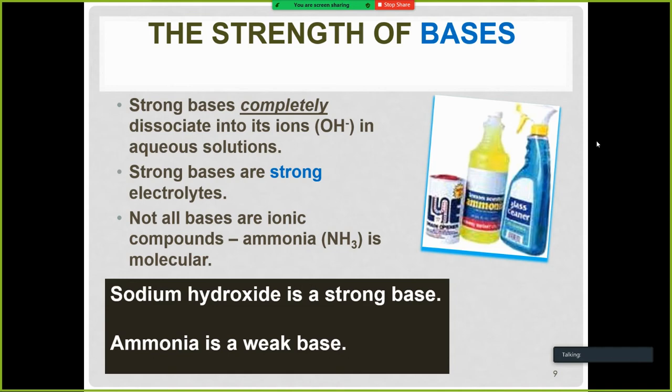Not all bases are ionic compounds. Some of them can be molecular. Again, an ionic compound is always going to be a metal and a non-metal. We already learned that. But some bases are molecular. Sodium hydroxide is a strong base. Ammonia tends to be weaker.